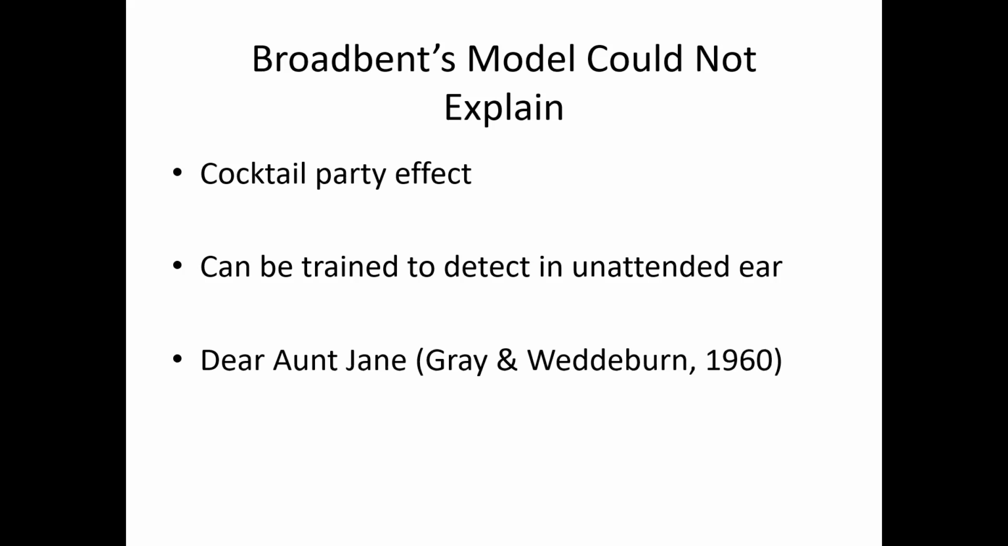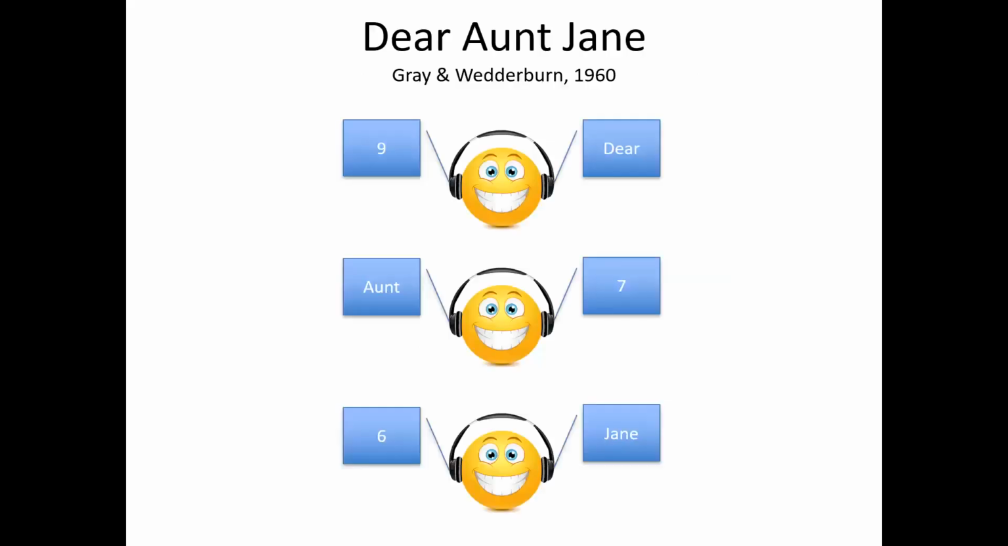So how does it do this? Well, there's this filtering based on physical properties of the information that you're hearing. And then there are also problems with this, as we said, explaining the actual cocktail party effect. So then we go into this study by Gray and Wedderburn from 1960 called Dear Aunt Jane. It's called that for a reason. So this is Dear Aunt Jane.